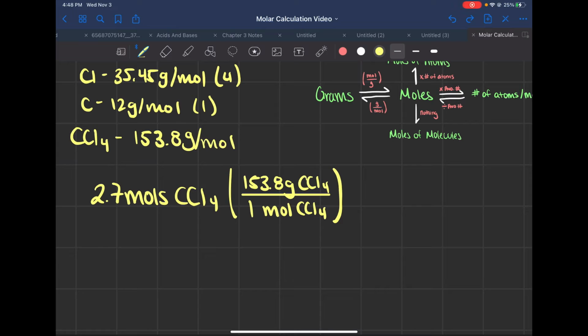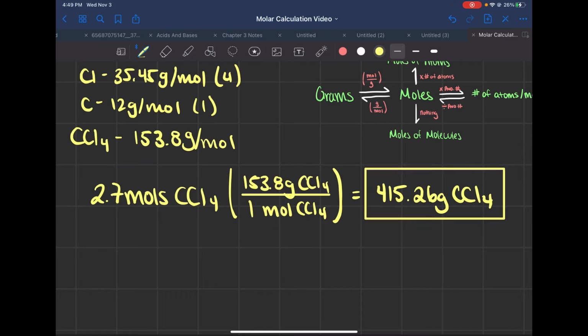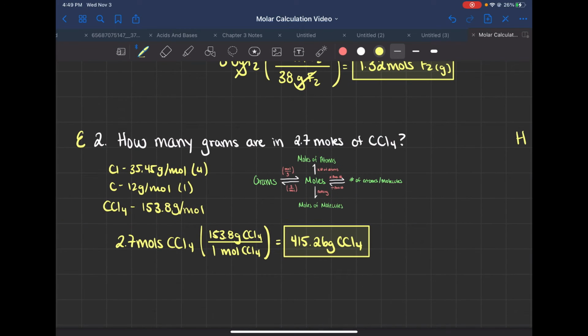So if we have more than 1 mole, then our weight should be more than 153.8. So let's figure out exactly how much by. 2.7 times 153.8 gives us 415.26 grams of CCl4. Boom, shakalaka, we done. Fini. All right, so again, not too bad.